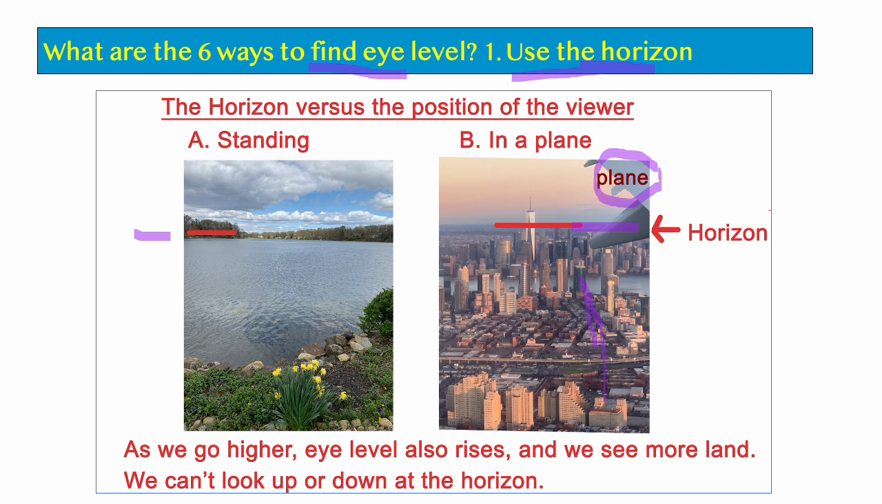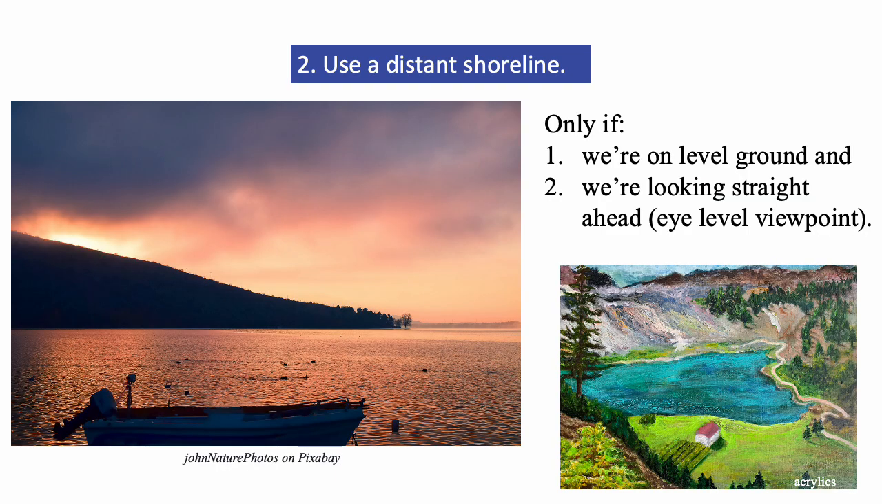It's always following us. A second way to find eye level is to use a distant shoreline that's just below eye level. This only works if we're on level ground and we're looking straight ahead in an eye level viewpoint. So in this picture here, we're looking down at the lake. So we're not on level ground. We're not using an eye level viewpoint. And so the distant shoreline does not correlate with the horizon.